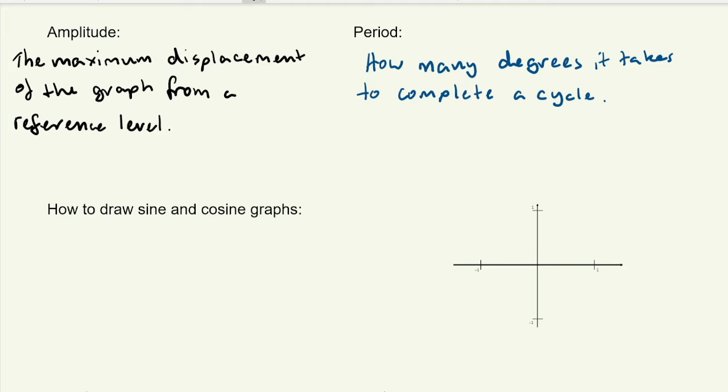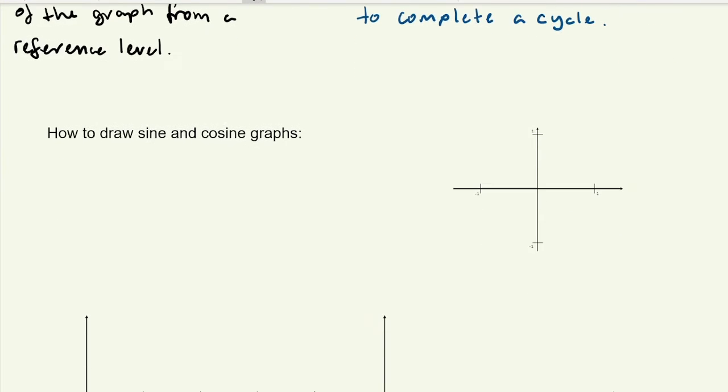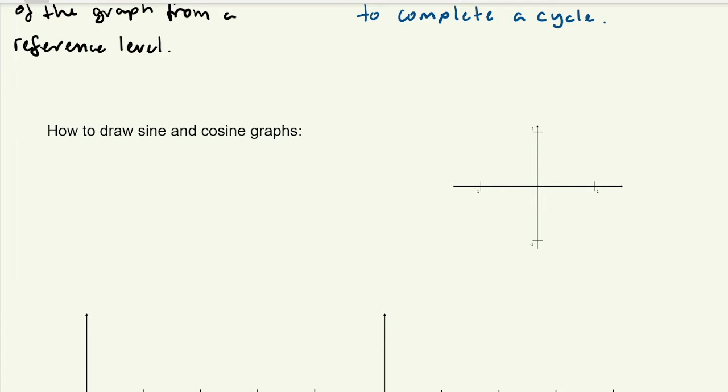Okay. Now, how do we draw these? So we look at our unit circle. Here I have a little graph, all ones, and a poorly drawn circle for our unit circle there. It's pretty poorly drawn, but it does the trick.